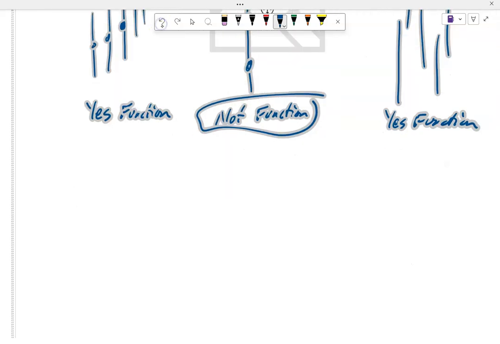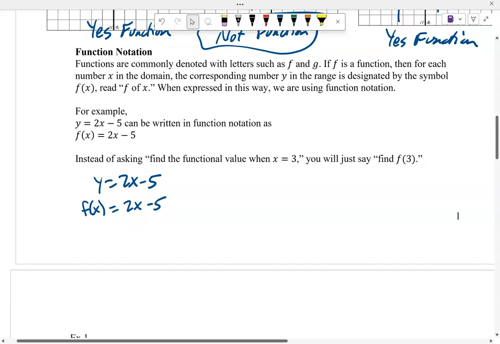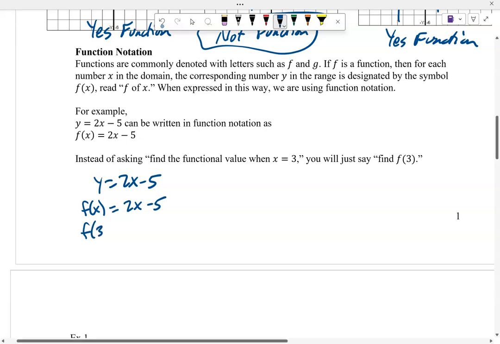So I have this example here. If you have y equaling 2x minus 5, in function notation, f of x is just a nickname for y. f of x equals 2x minus 5. So instead of saying, hey, can you find the value of y when x is 3, you're just going to say find f of 3. Again, what that says is find the value of y, or the functional value, when x is 3. So you're just plugging in 3 for x. You get 6 minus 5, which is 1. f of 3 is 1.